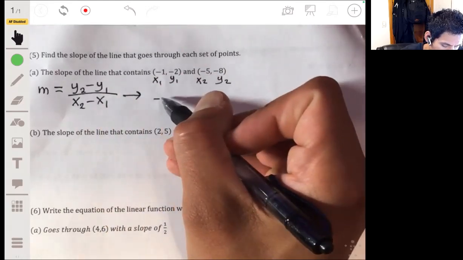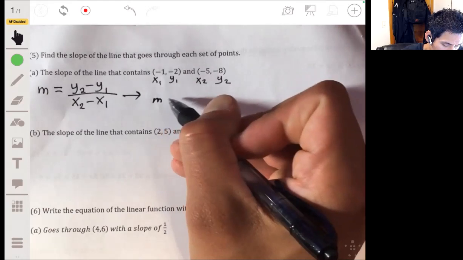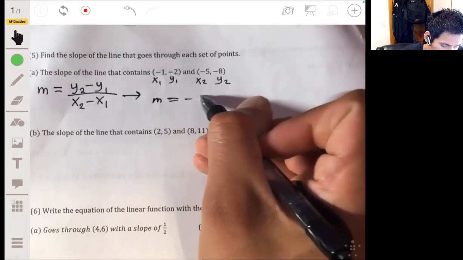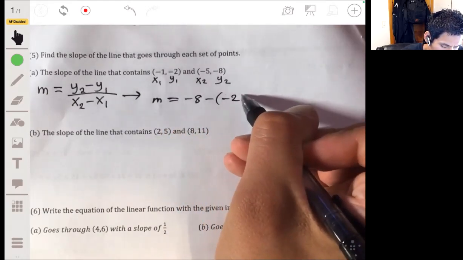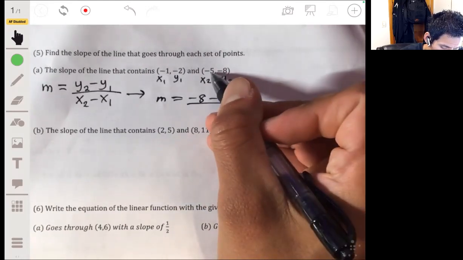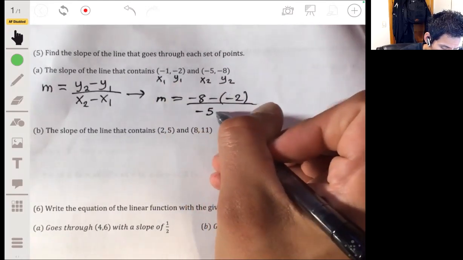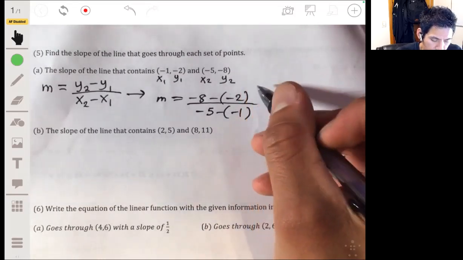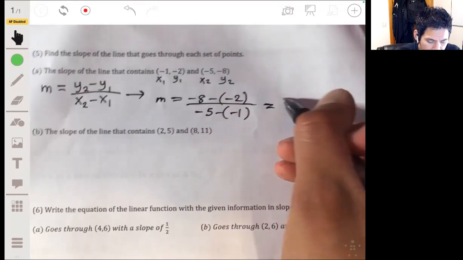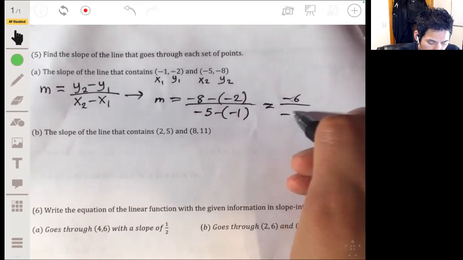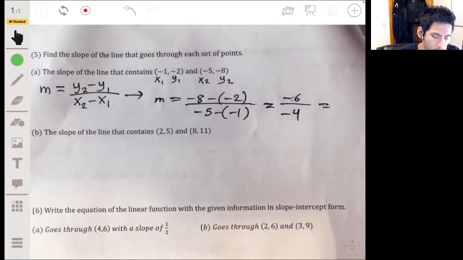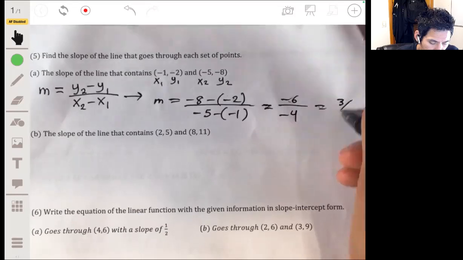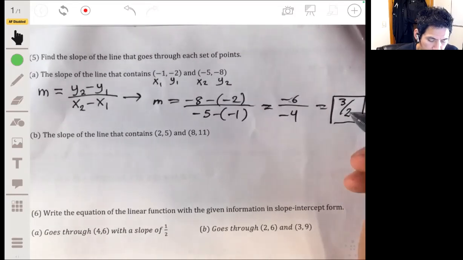So we got that the slope will be -8 minus -2 over -5 minus -1, which will be -6 over -4, which will be 3/2, 3 over 2.